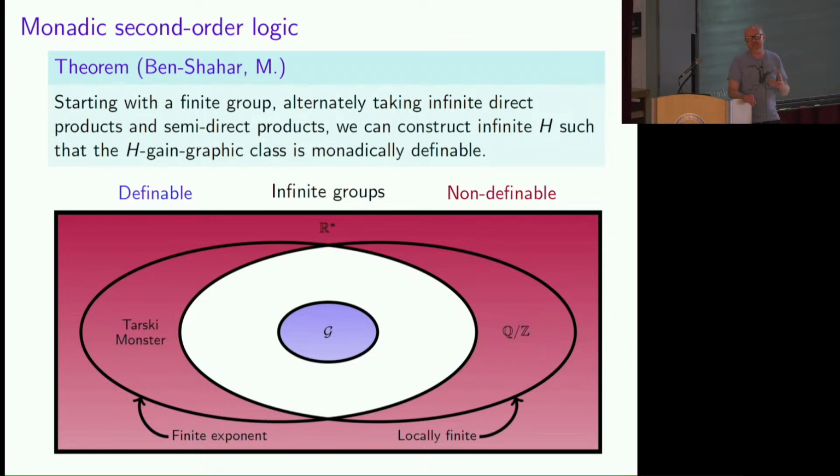So we have constructed a hierarchy of infinite groups built using infinite direct products and semi-direct products. If H belongs to this hierarchy, then the class of H gain graphic matroids is monadically definable. But there's still this gap between the blue and the red. The blue represents the classes where we have definability. Red represents non-definability. So what's the boundary between blue and red?